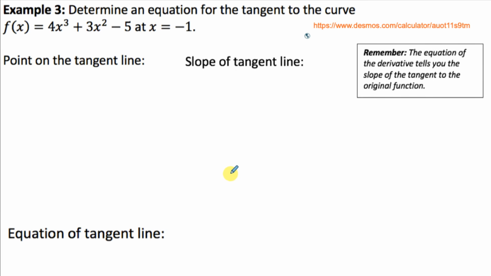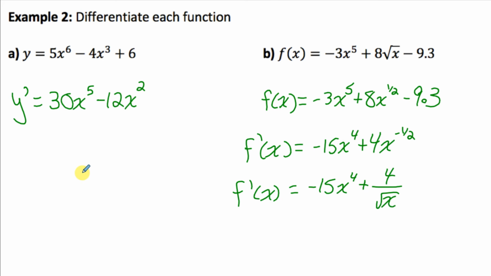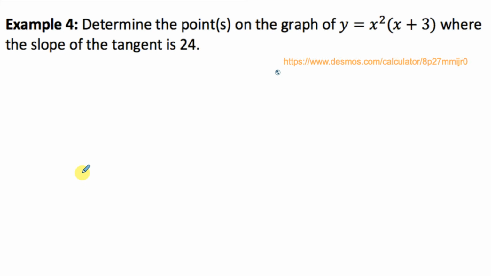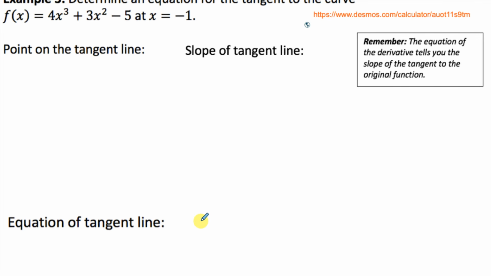The last two examples we're going to do here are going to make sure you fully understand what these derivative equations that we're coming up with actually are and what they do. So let's look at example 3. It says determine an equation for the tangent to the curve, and it gives us a curve, and it tells us where we want the tangent line. We want it at an x value of negative 1. So we want the equation of the tangent line at that point. So our end goal is to come up with the equation of a tangent line.